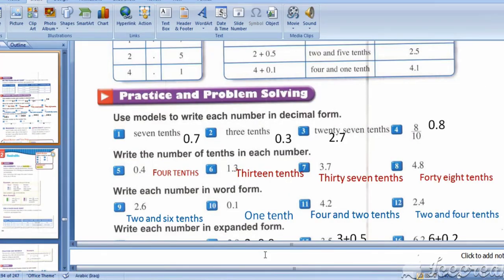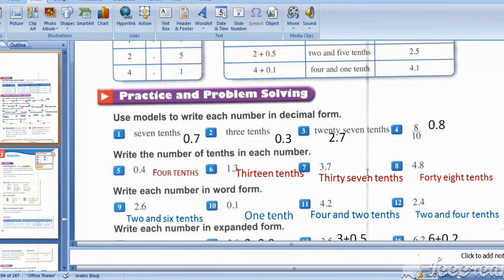Let's do practice, page 185. You can write in your notebook from number 1 till 4. We write in decimal form. From number 1 we have 7 tenths, so write 0.7, and number 2, 3 tenths, write 0.3. Number 3, 27 tenths, so 20 tenths means two whole numbers we have, and write 2.7, and we have 8 over 10, 8 tenths, we can write 0.8.